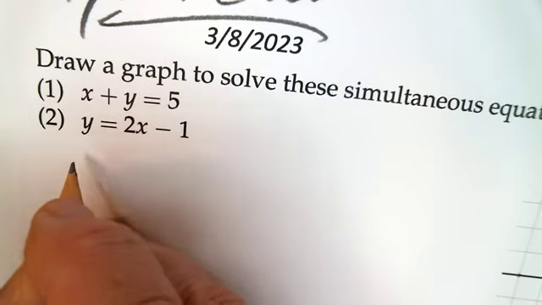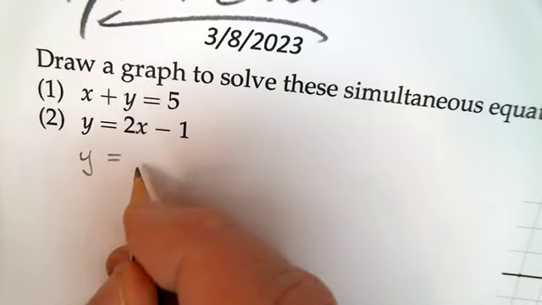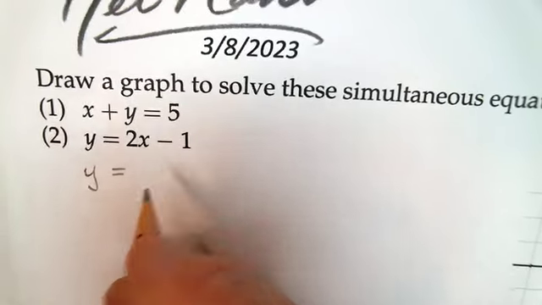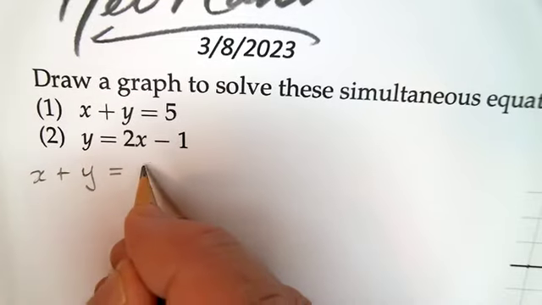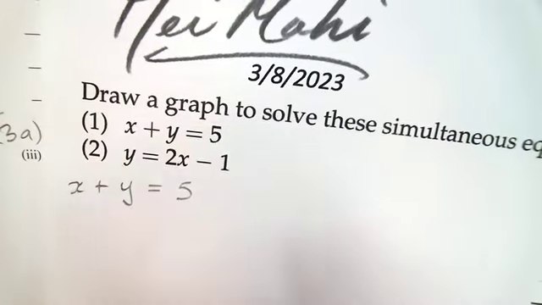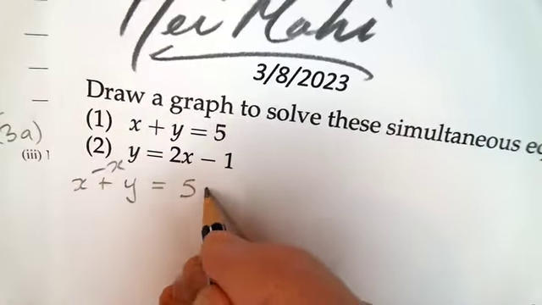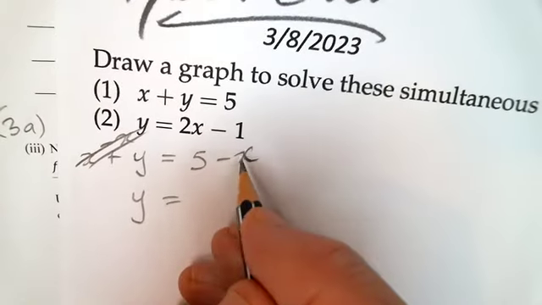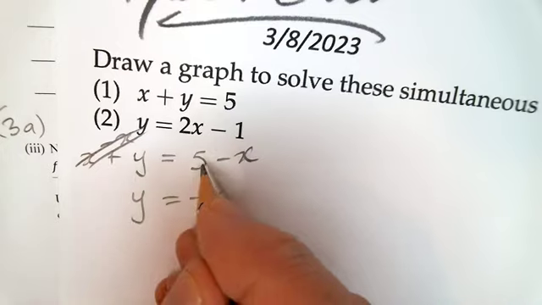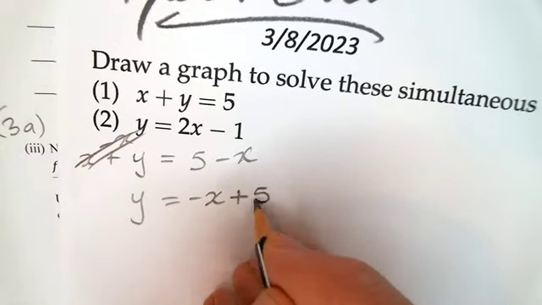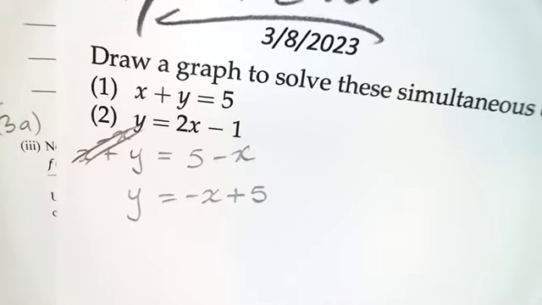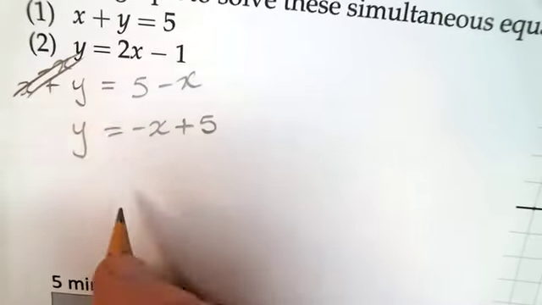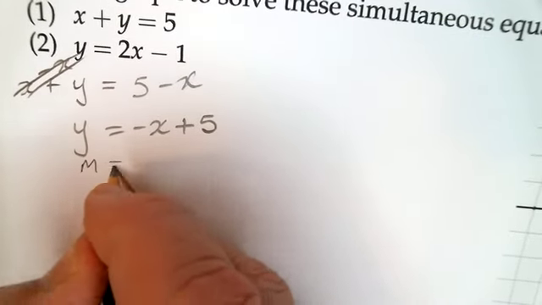So I've got x plus y is equal to 5. What I'm going to do is subtract x from both sides. So y is equal to, and I'm going to put the x first, minus x plus 5. Of course, that means minus 1x. So 1 is the coefficient, 1 is the gradient. So I'll put m is equal to negative 1.